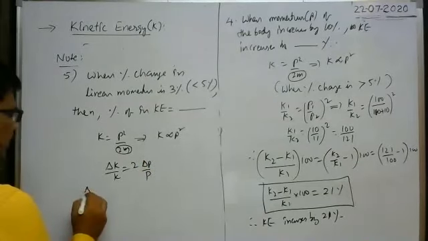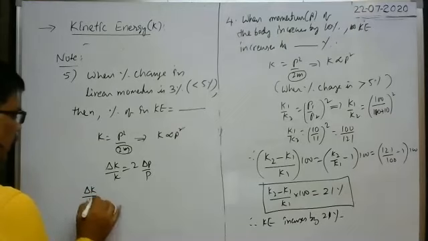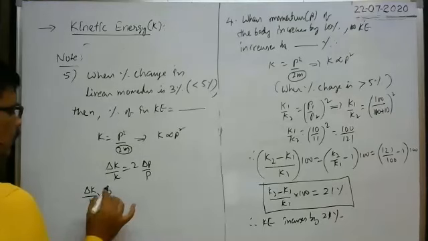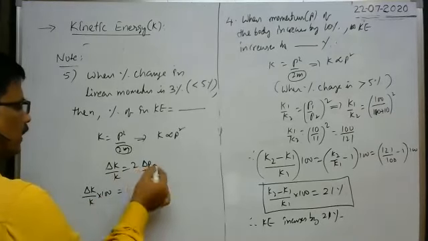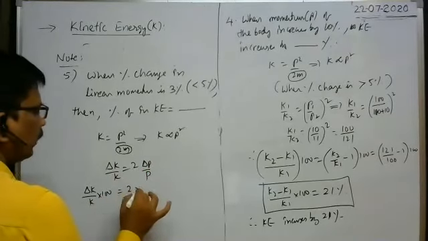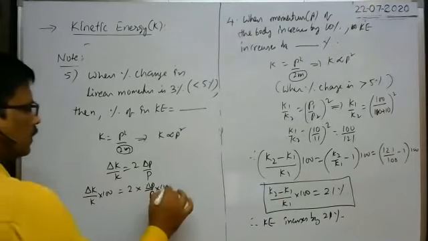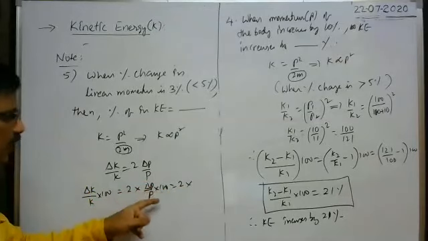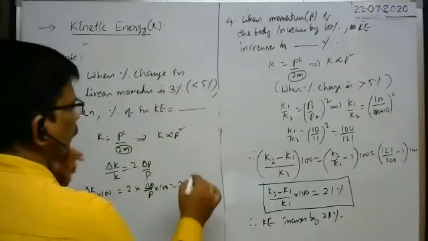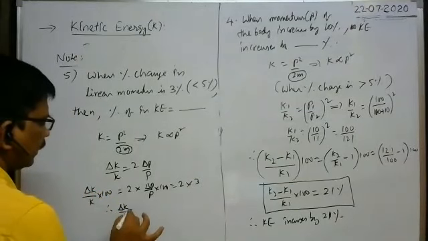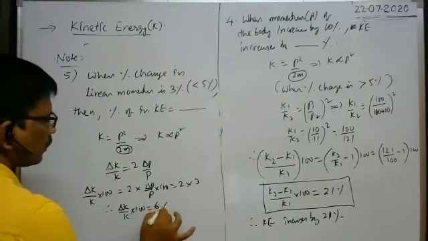So percentage change in kinetic energy they asked. That's why delta K by K into 100, change in kinetic energy by initial kinetic energy into 100. Here also you write into 100. That is equal to 2 into delta P by P into 100. This is equal to 2 into percentage change in momentum, given as 3%. That's why you write 3. Therefore, percentage change in kinetic energy is delta K by K into 100, that is equal to 6%.